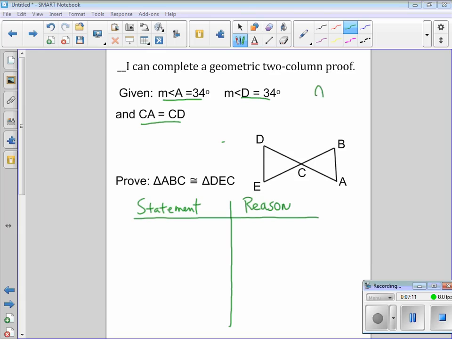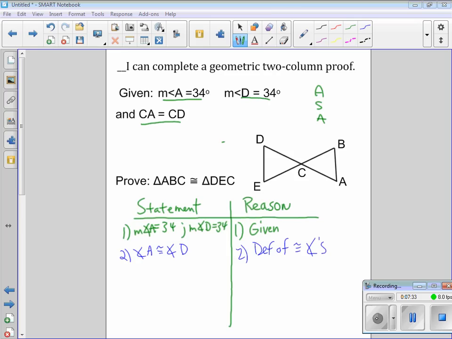Since this is going to be an angle, side, angle proof, I'm going to make sure I bring in things in that order, making sure that they match up like that, okay? So let's start. Now, I'm going to eventually say the measure of angle A and the measure of angle D is equal to each other or congruent to each other because they have the same measure. So I'm going to bring in that very first line that they gave me, that the two measures are congruent.